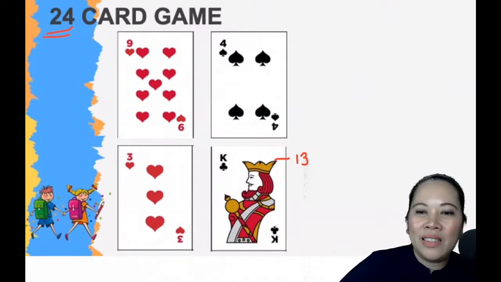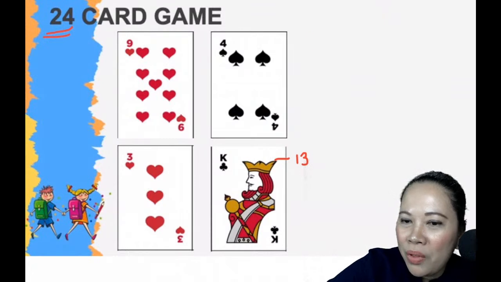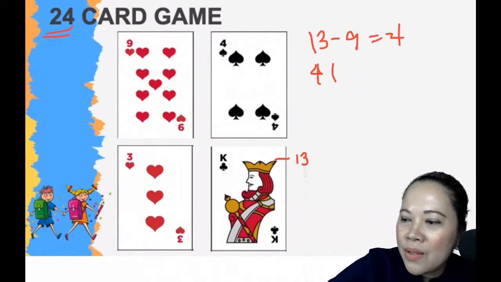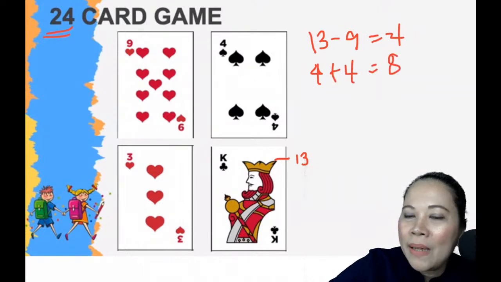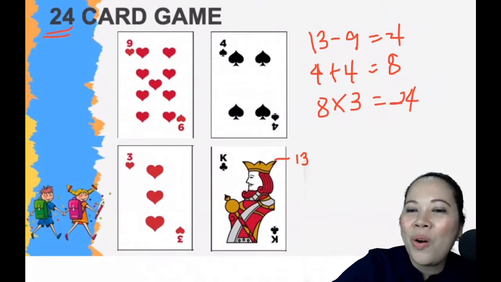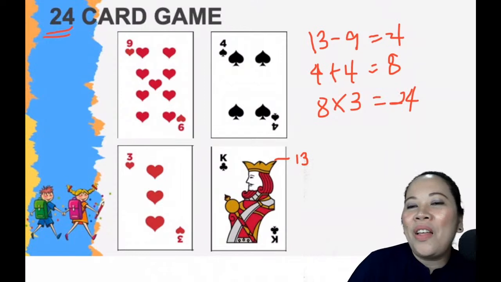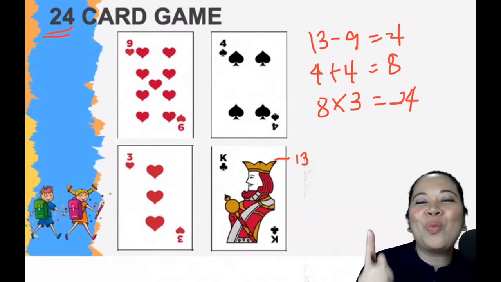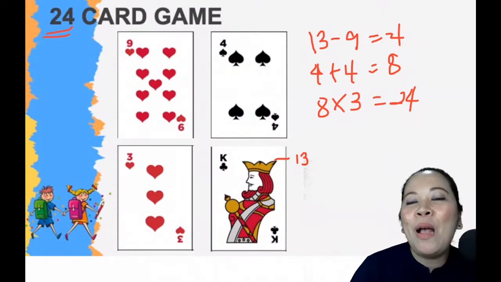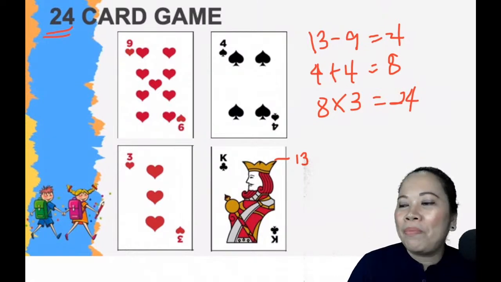Yes, 5 or 4. Okay, Maha Blanca got it. 13 minus 9 is 4. 4 plus 4 is 8. And 8 times 3 is 24. Yes, that is right. That's correct, Maha Blanca. You just won 10 pesos load. Please do type your number, Maha Blanca.